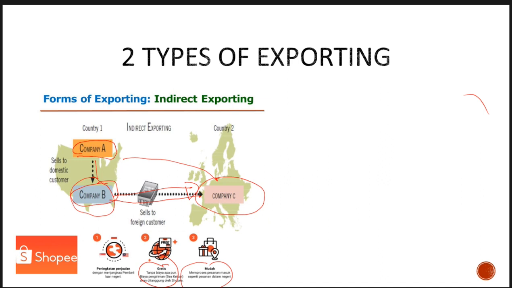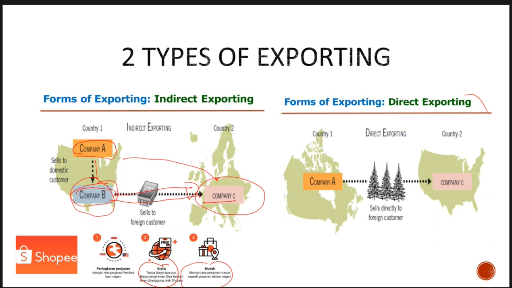And this is indirect exporting. So we ask the help of another company that is still in the same country as us to sell our products to another company that is located in another country. This is indirect exporting. So we don't do the export; another company does the export for our product.